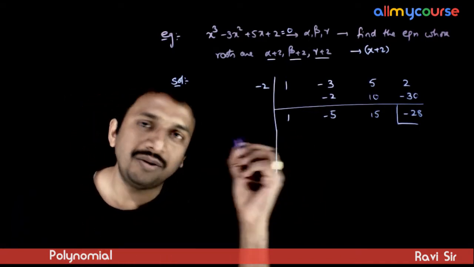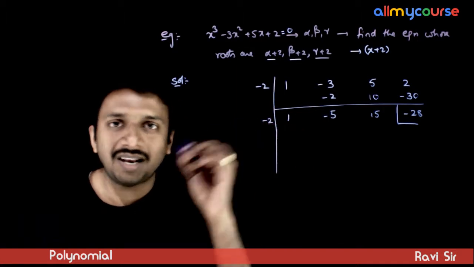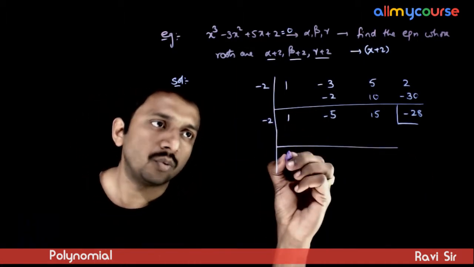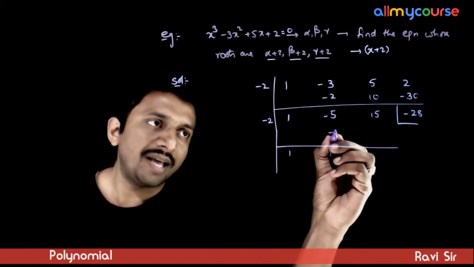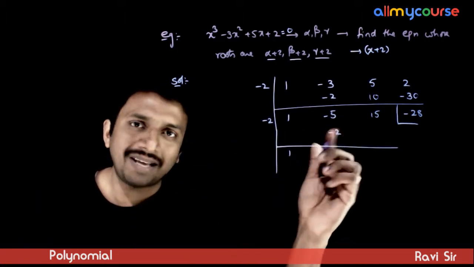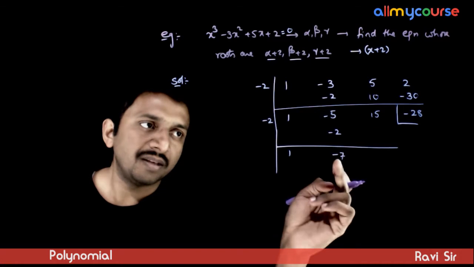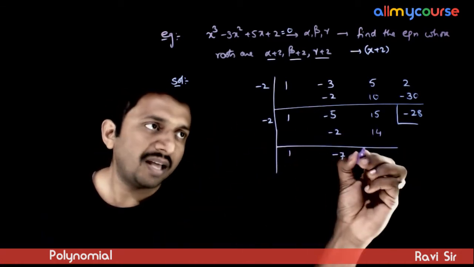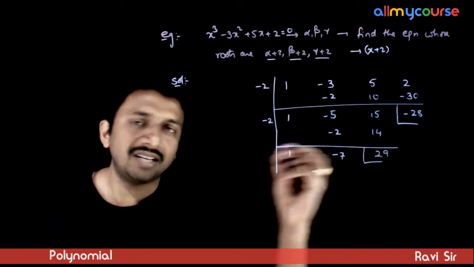Now, let us continue this process again. So again, let us divide with minus 2. So 1 into minus 2 is minus 2. Minus 5 minus 2 is minus 7. Minus 7 into minus 2 is plus 14. And the remainder in the next stage is 29.